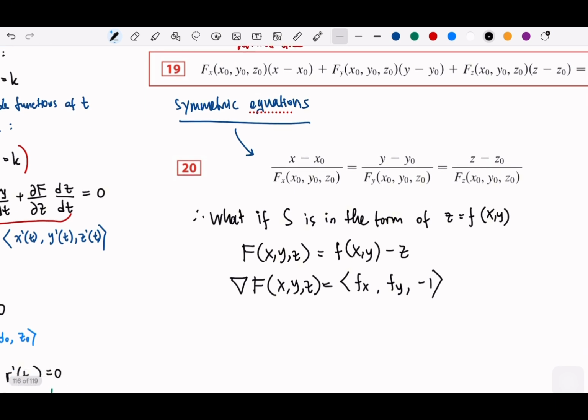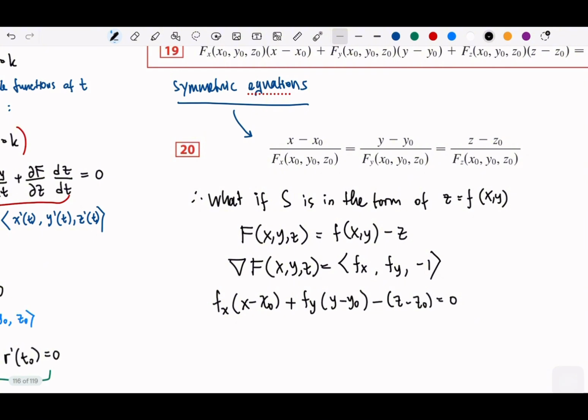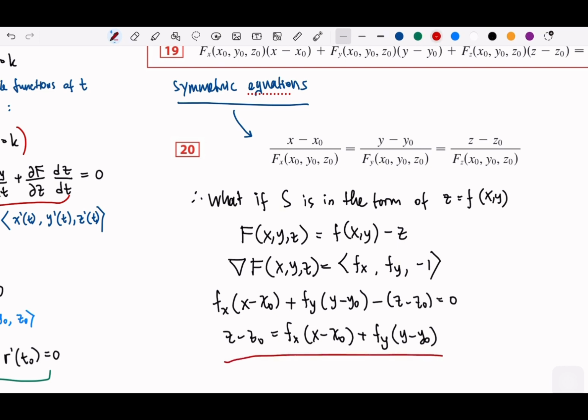Okay, now the tangent plane using the new formulation becomes partial x, partial y, and minus, which is the tangent plane that we have before, right? So if we take this and make the same approach, it is the same thing, right? Tangent plane.